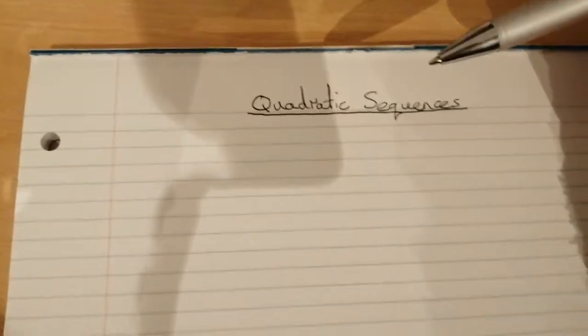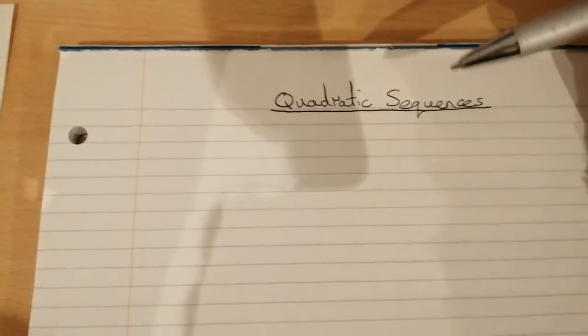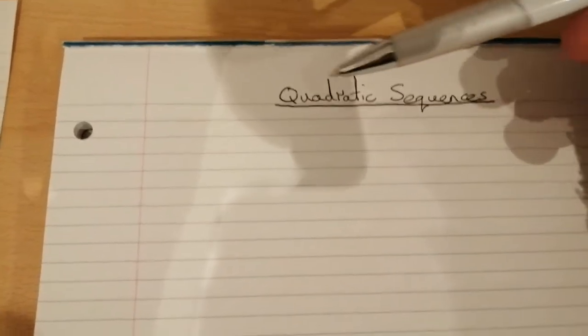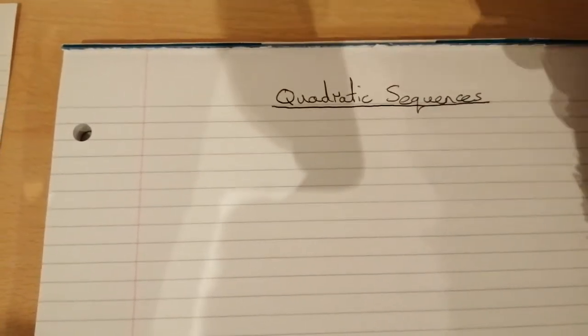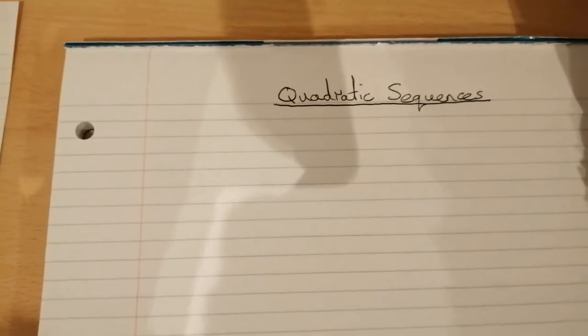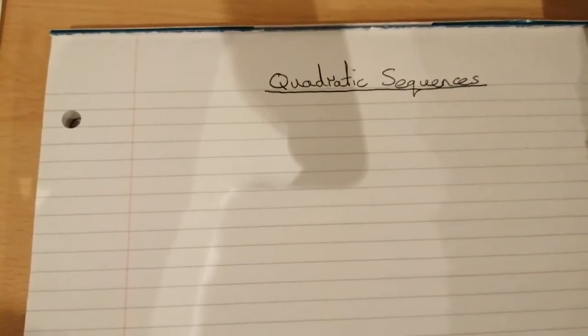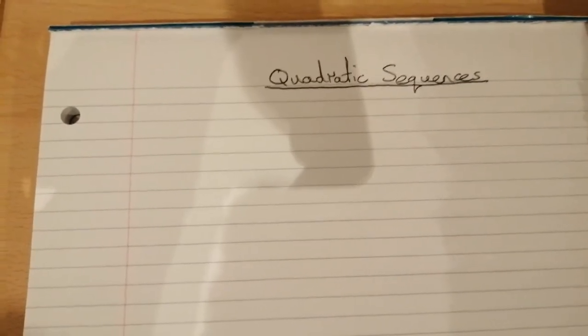Today we want to look at the idea of a different type of sequence. So far we've only been looking at linear sequences, and today we want to move on to a quadratic sequence. And we should be used to this term quadratic because we've seen it in a few different contexts before. We've seen it when we talked about quadratic equations, and we've seen it with quadratic functions.